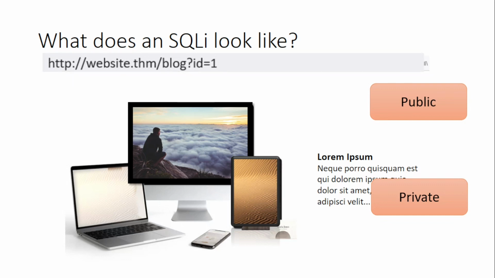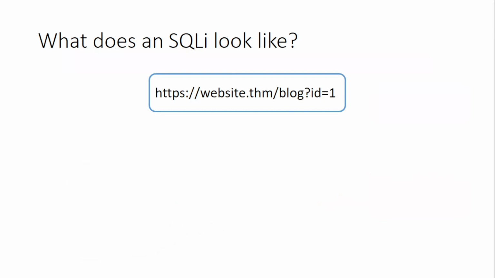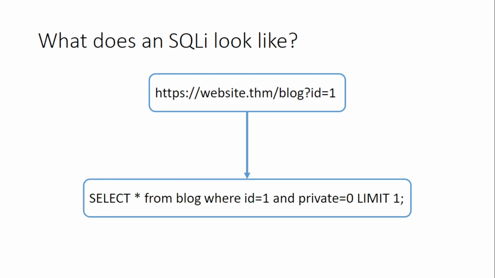And so from this URL, we can see that the blog entry being selected comes from the ID parameter in the query string. So the web application needs to retrieve the article from the database and may use an SQL statement that looks something like this, where you'd have something like select asterisk from blog where ID equal 1 and private equal 0, limit 1.